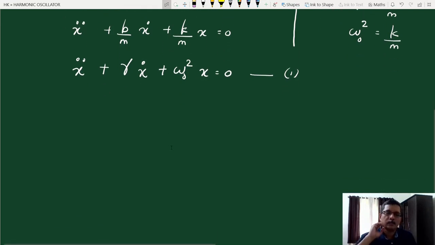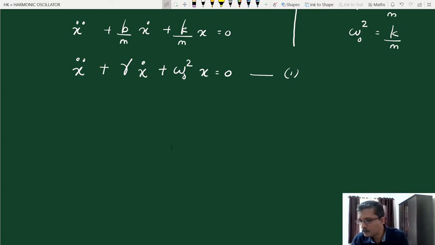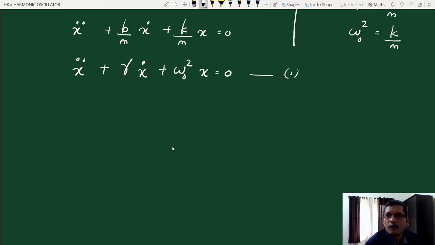For this we use the technique of complex numbers. So let us use that. First I will rewrite this equation in the complex form. Now for that we will rewrite this equation in terms of complex number.